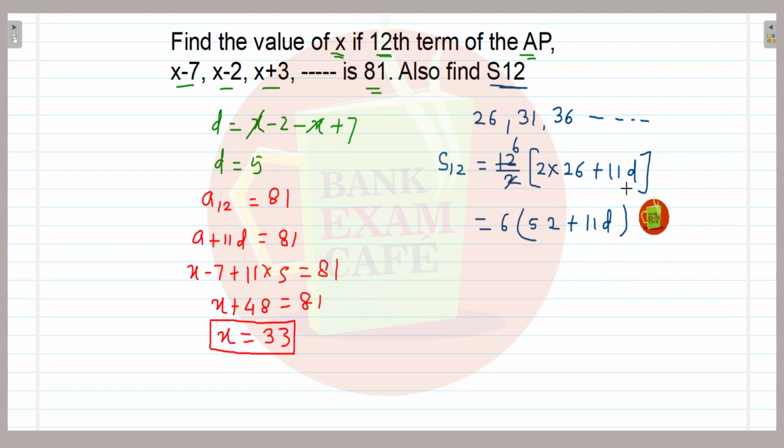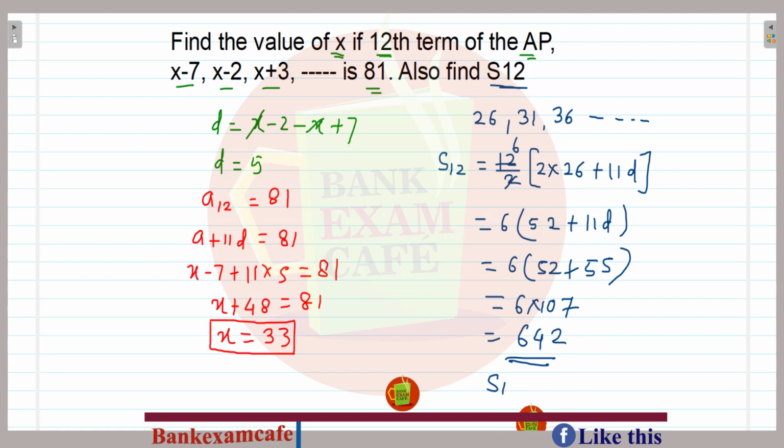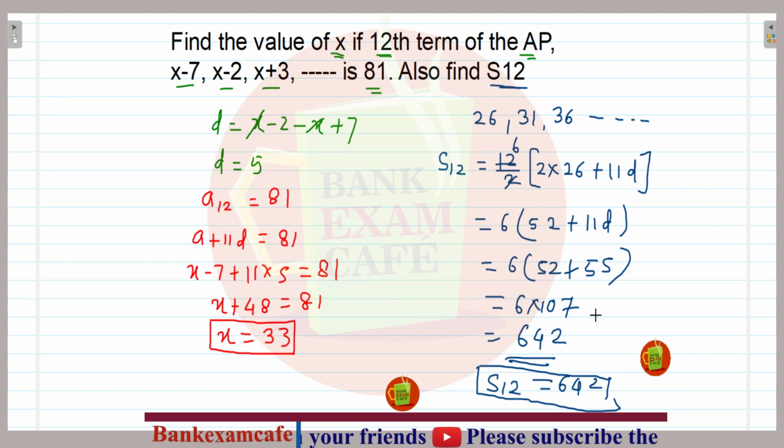Before that we forgot to put the value of d here. d is 5, which we have also calculated, so put that value. So 6 into bracket 52 plus 11 5s are 55. So this will be 107, so 6 into 107, that will be 642. And therefore friends, S12, the sum of the first 12 terms, is 642. These are the important steps. Now let us move to the next question.